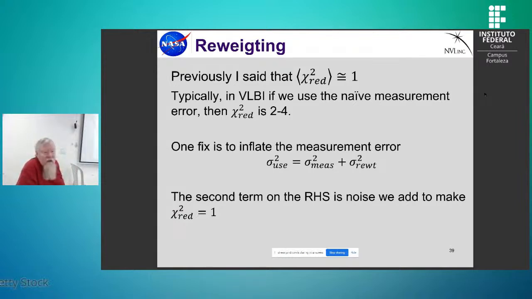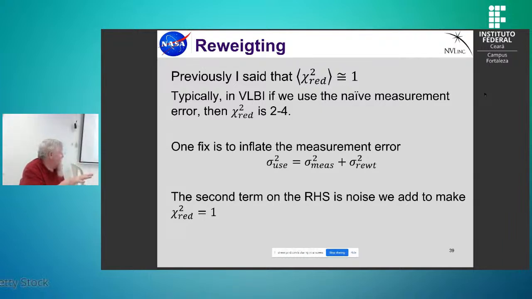Now, when we actually do the calculation, what we find is that our chi-squared is not equal to 1. It differs from 1, and it's usually about 2 to 4, something like that. And what this means is either our model is wrong or our estimates of the noise are wrong. And to get chi-squared equals 1, what we end up doing is we put extra noise in the observations. And we add the extra noise so that our chi-squared eventually equals 1.